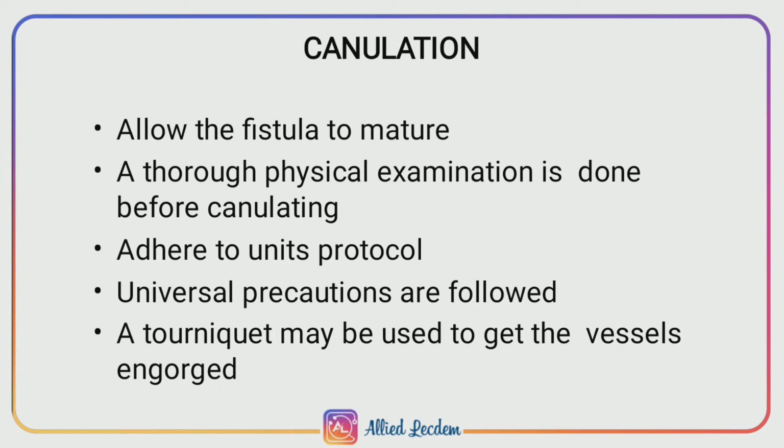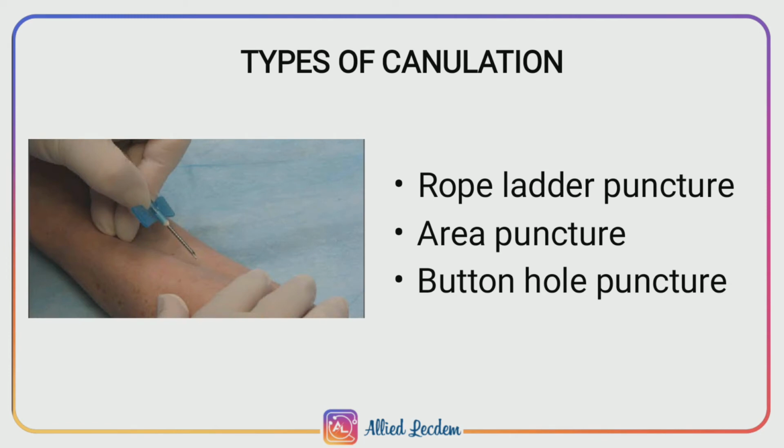The cannulation: allow the fistula to mature. A thorough physical examination is done before cannulating. Adhere to the unit's protocol. Universal precautions are followed. A tourniquet may be used to get the vessel engorged. The types of cannulation are rope and ladder puncture, area puncture, and buttonhole puncture.